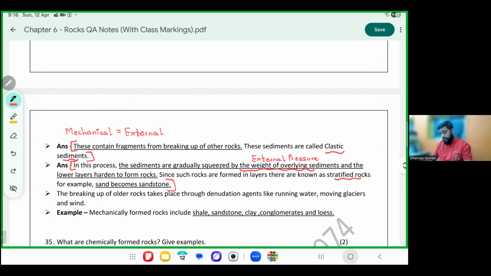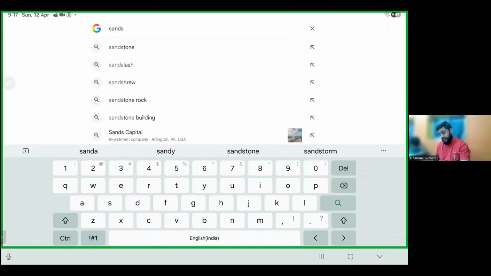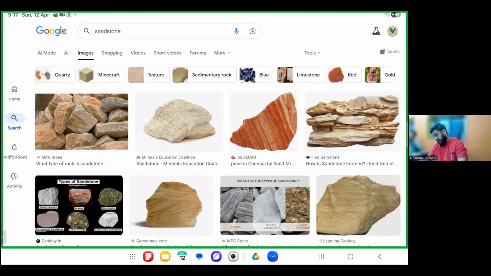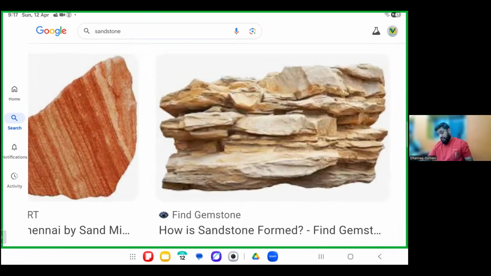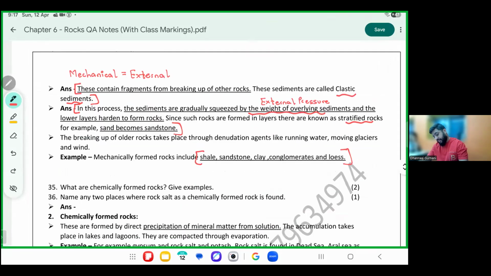Example, sandstone. A photo of sandstone. For reference, this is how sandstone is formed. Layer by layer by layer, stratified rocks. Other examples are, please mark, shale, sandstone, clay, conglomerates, and Lewis.